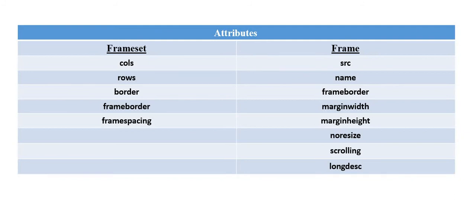The scrolling attribute controls the appearance of the scroll bars that appear on the frame. It takes values of either yes, no or auto. Longdesc: this attribute allows you to provide the link to another page containing a long description of the content of the frame.